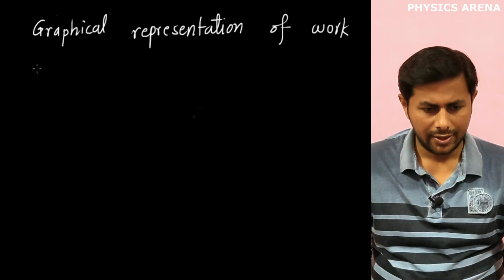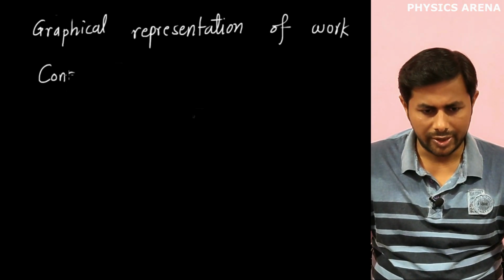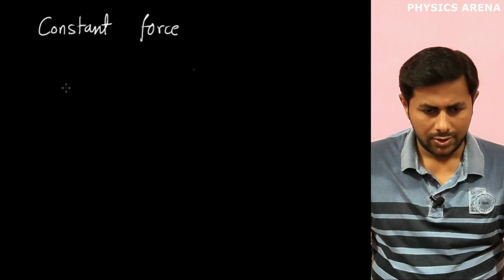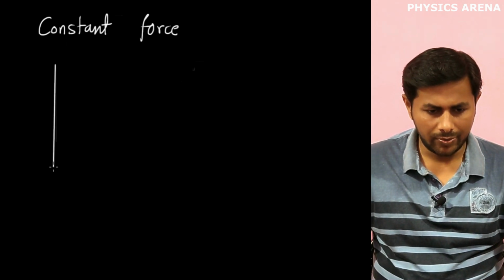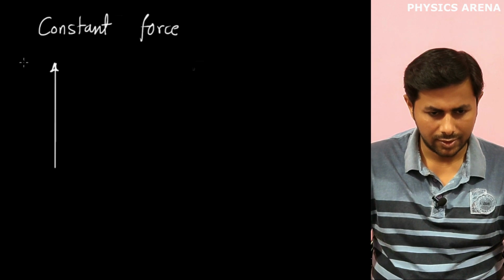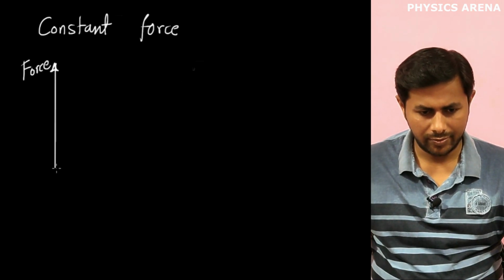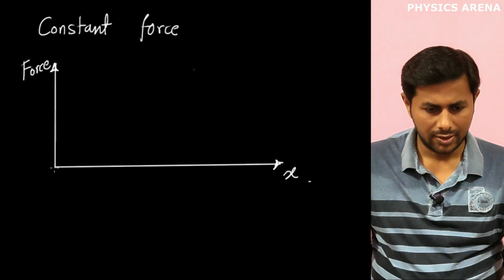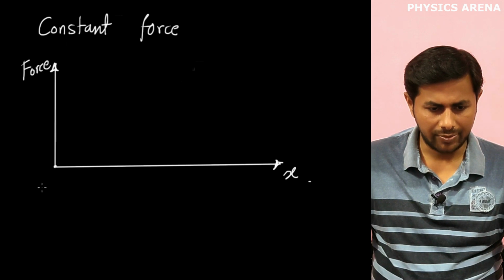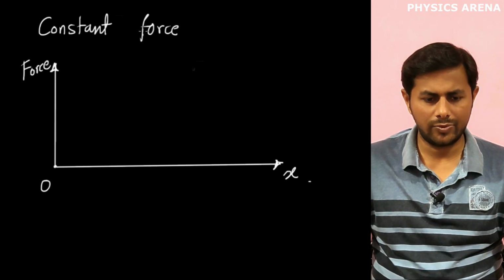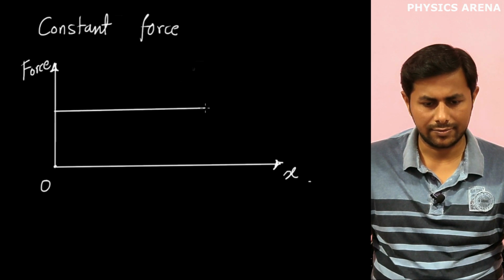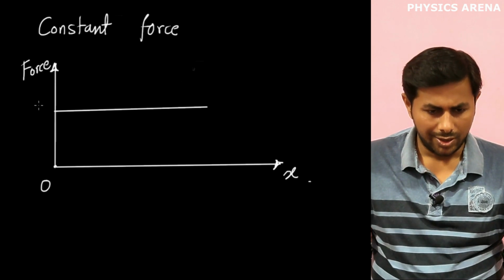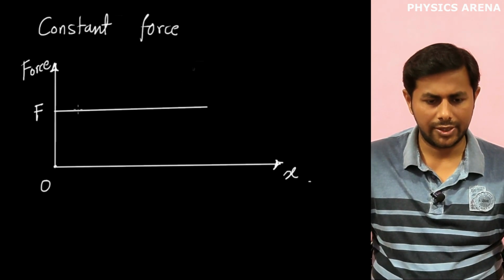Let's see the case of constant force first. So what I will do is plot force versus position of an object. Let's call it x, and let's suppose we start from the origin. So for a constant force, this graph will look like this. The force will remain constant against the position, and let's suppose the magnitude of the force is F.